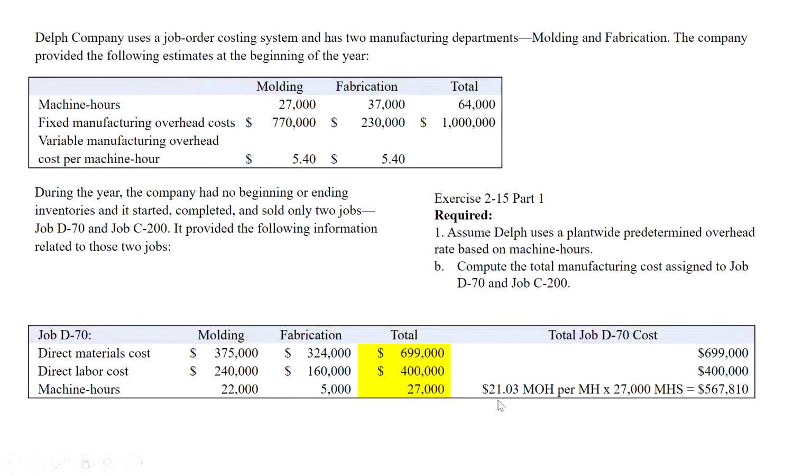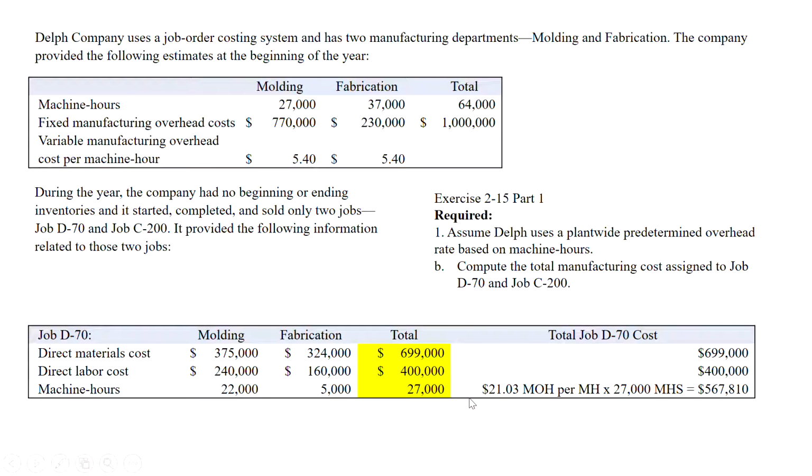Remember, there are 3 different costs we typically include within our products: direct material, direct labor, and manufacturing overhead. With a normal costing system like this, we're going to apply our manufacturing overhead based upon our predetermined rate. So we're going to take that rate we calculated in Part A of $21.03 per machine hour, multiply it now times the actual number of machine hours of 27,000, and we get the overhead we're going to apply based on the estimated rate and actual hours, which is $567,810.